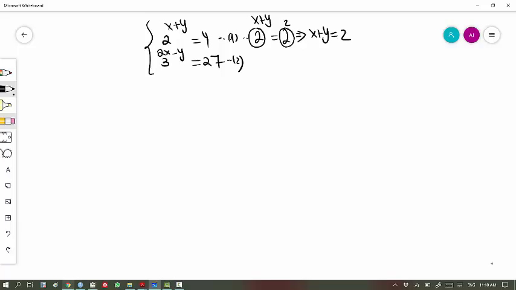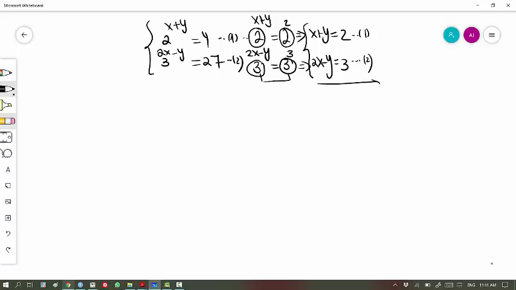And for the second equation, I start with 3 to the power 2x minus y. I write 27 as 3 to the power 3. Now you can see that this 3 and this 3 are the same. And from here, we can say that 2x minus y is equal to 3. This is the first equation being transferred to a linear equation. This is the second equation being transferred to a linear equation in two variables. As a result, we have a system of linear equations, and the solution of this I leave to you as homework.